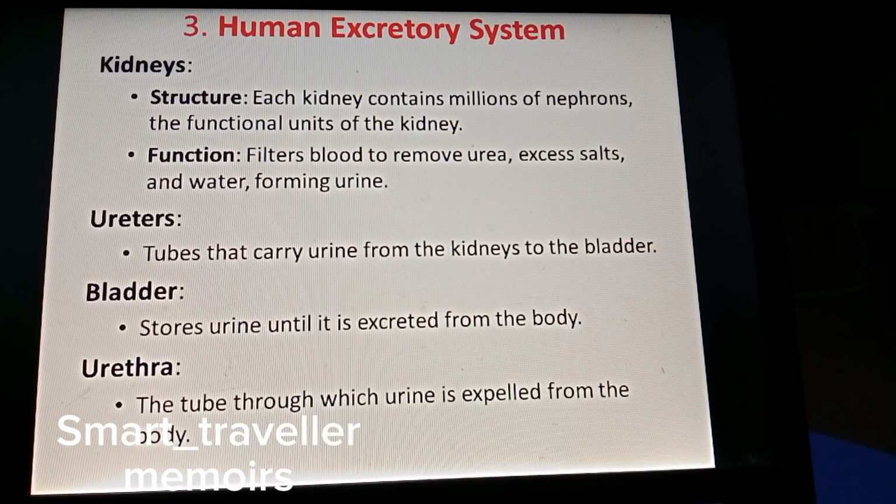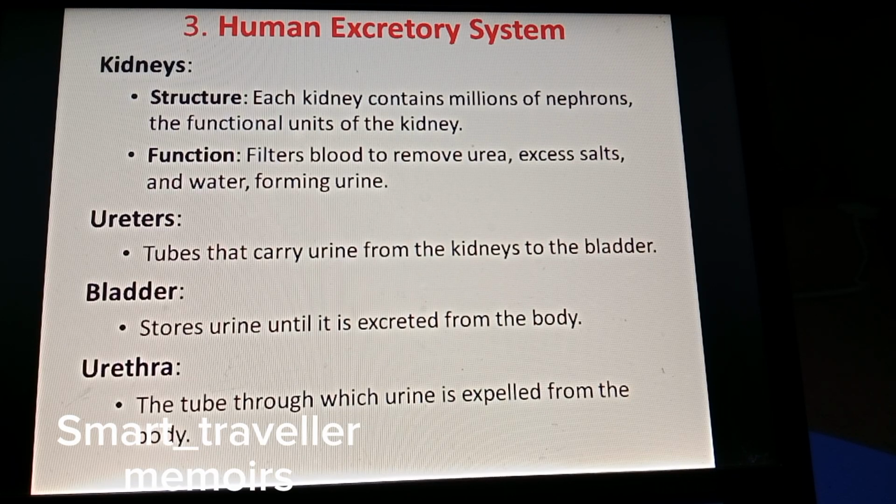Human excretory system. It is composed of the following parts. We have the kidneys, the ureters, the bladder, and the urethra. Kidney structure. Each kidney contains millions of parts known as nephrons. A nephron is the functional unit of the kidney. Function. Filters blood to remove urea, excess salts, and water, forming urine.